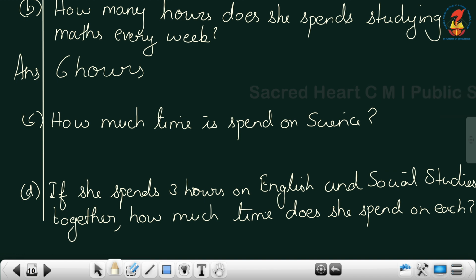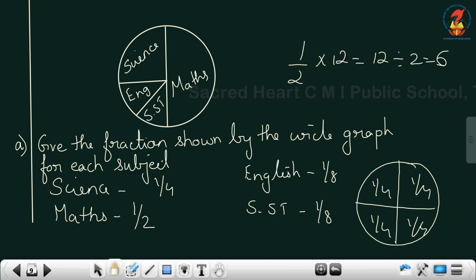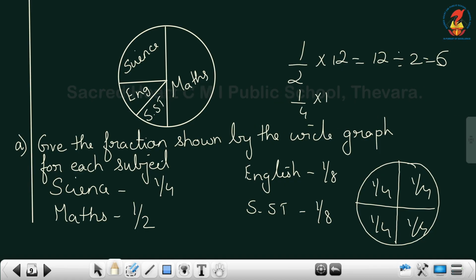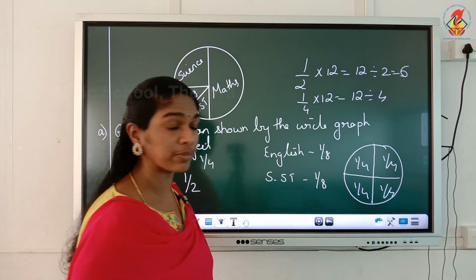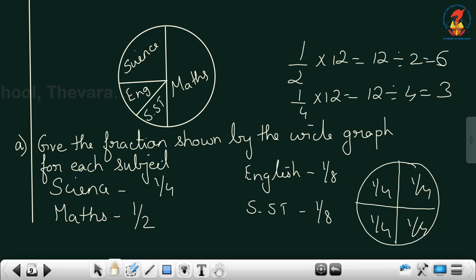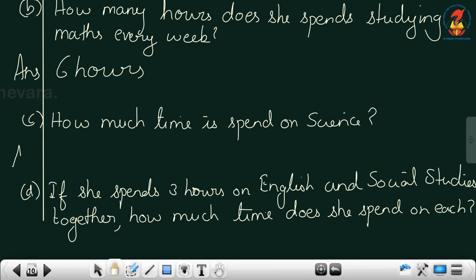How much time is spent on science? What is the fraction for science? 1 by 4. So calculate what is 1 by 4 of 12. What do you get, children? 12 divided by 4. You have learned this last year, how to calculate a fraction of a number. 12 divided by 4, that is 3 hours. So 3 hours she is taking for science. So the answer is 3 hours.